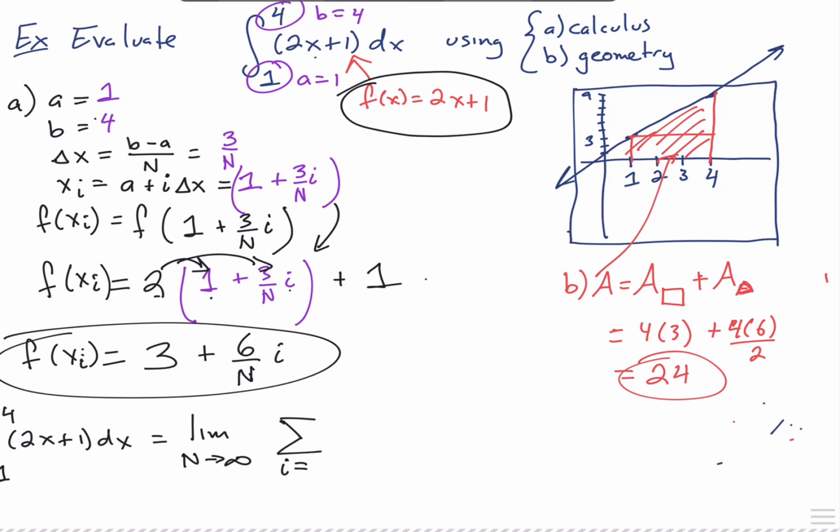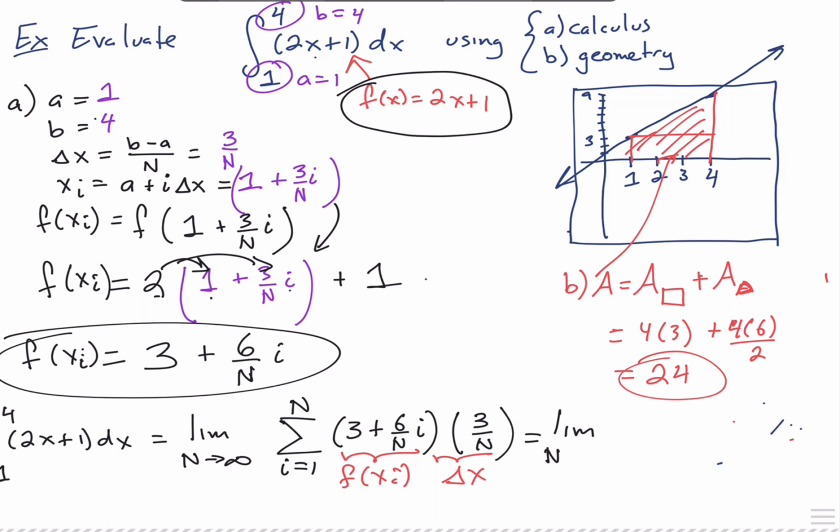Up to that point, I haven't done anything. I just rewrote the formula that I saw on the previous page. And then what comes next is f of x sub i times delta x, which is why we found f of x sub i and delta x earlier. So what is f of x sub i? 3 plus 6 over n i times delta x, which is 3 over n. That doesn't look great, but let's keep going and see where it takes us.